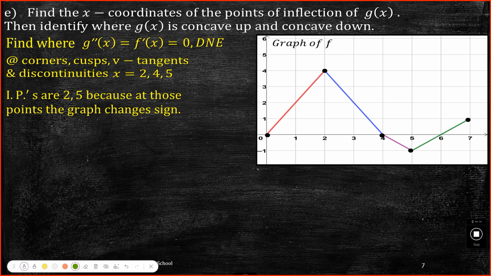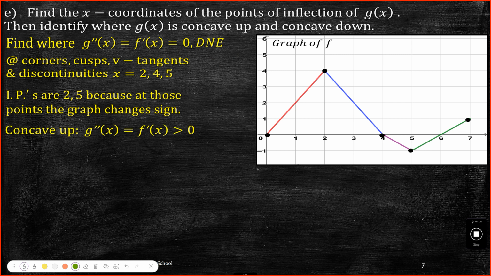And the inflection points are at 2 and 5. x equal to 2, x equal to 5, because at those points the graph changes signs. So you have to really make that distinction, no? Between when you say that something changes signs and what else? And something is positive, or it's less than 0, greater than 0, those kinds of things.